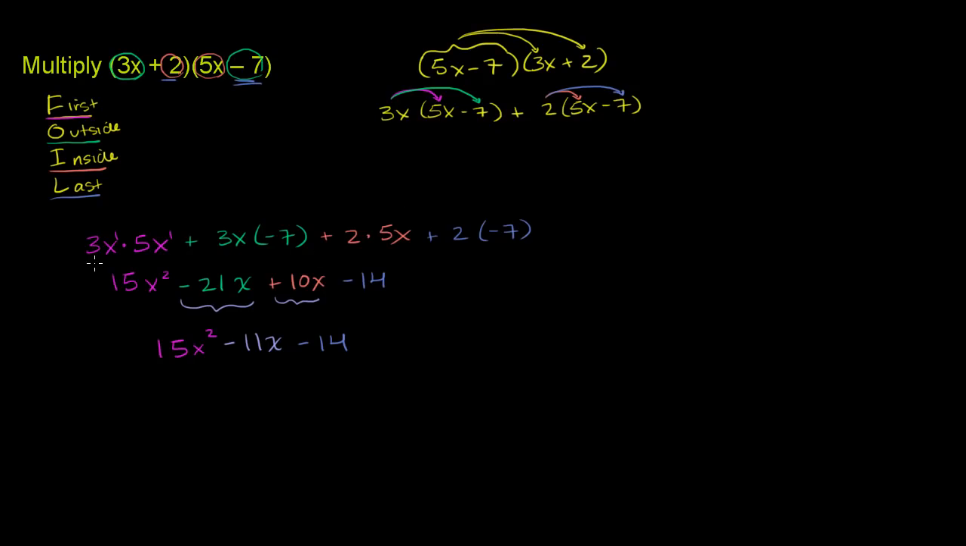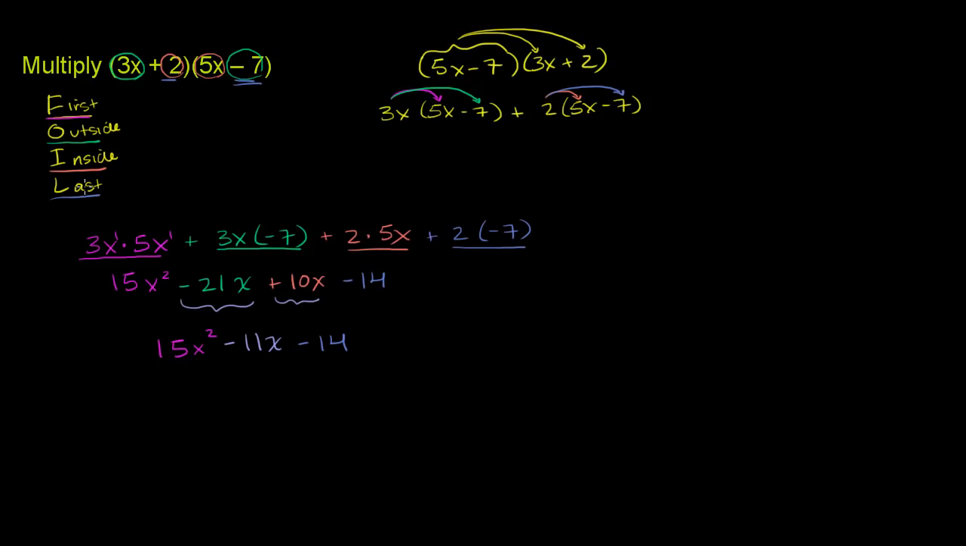Now, if we do it like this, what do we get? 3x times 5x, that's this right over here. If we do 3x times negative 7, that's this term right over here. If you do 2 times 5x, that's this term right over here. If you do 2 times negative 7, that is this term right over here. So we got the exact same result that we got with FOIL.